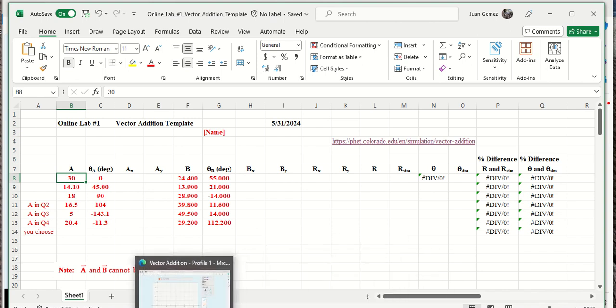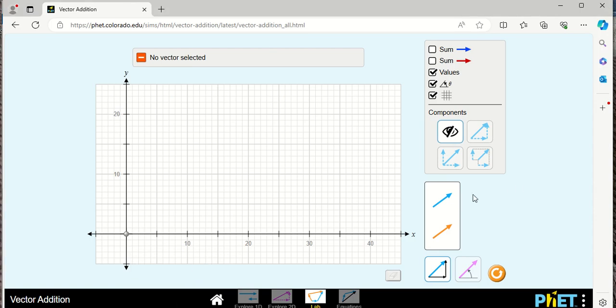So I'm going to go to the simulation. And here's my blue vector. I'm going to drag it over here. I want the angle to be 0, so it's going to be along the x-axis. And I said the magnitude is 30. You can see up here in this bar that my vector A is at a magnitude of 30 and the angle is 0.